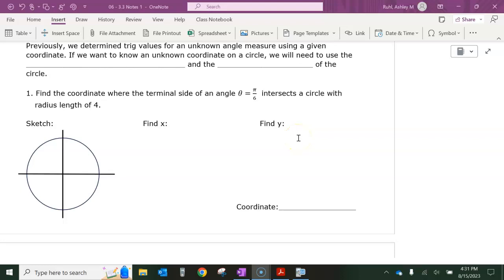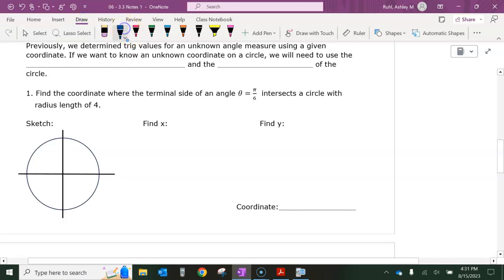All right, so right here, what we're going to do is go ahead and discuss what we've got here. Previously, we determined trig values for an unknown angle measure using a given coordinate. If we want to know an unknown coordinate on a circle, we'll need to use the angle measure and the radius of the circle.